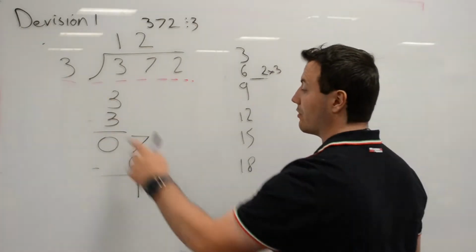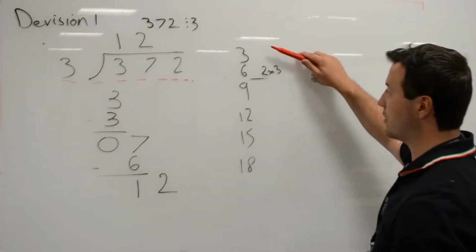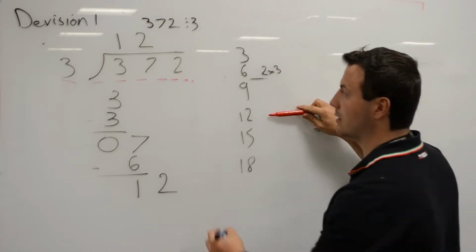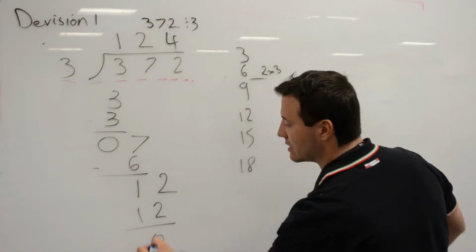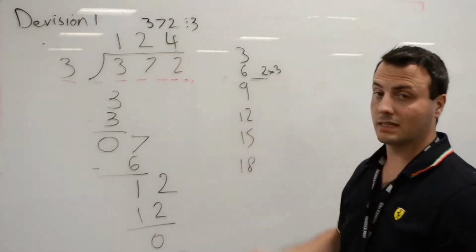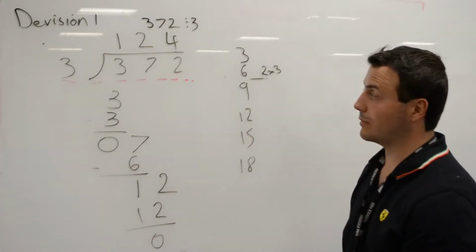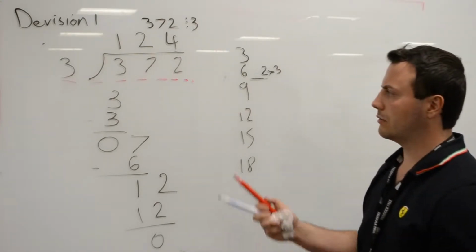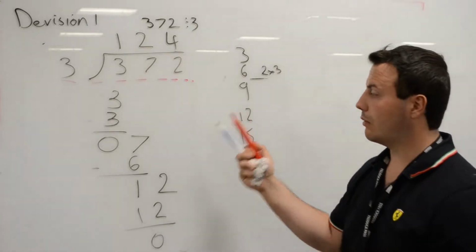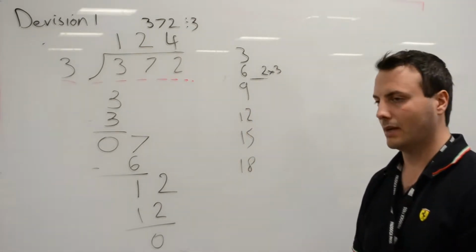So now we ask how many 3's fit into 12. In this case, 3 fits in exactly 4 times. 3 times 4 is 12. And that should leave us with 0 remainder. And that's the answer. 372 divided by 3 is 124. So the next question is, what happens when there's still a remainder at the end of this question?